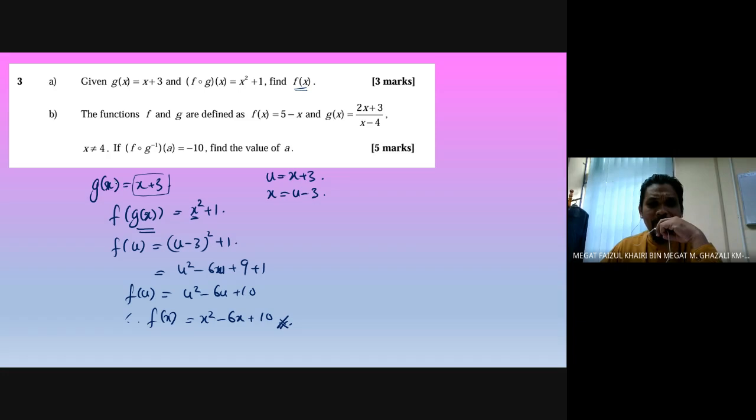And then the functions f and g are defined as this one here, where x cannot be equal to 4. If fg inverse of a equal to negative 10, find the value of a.